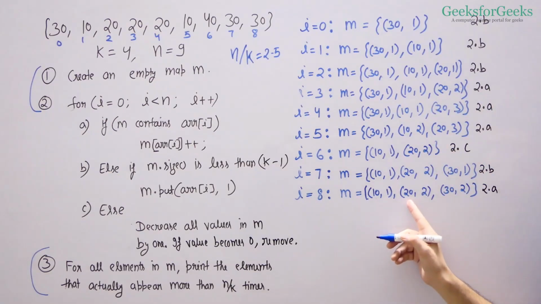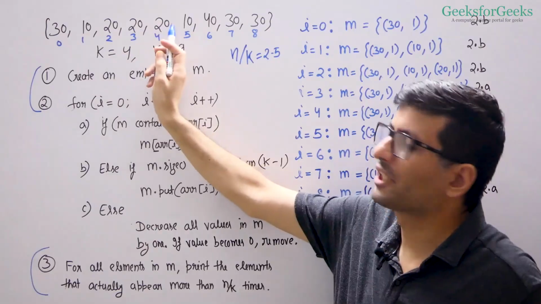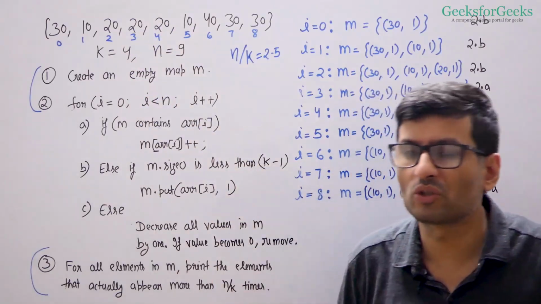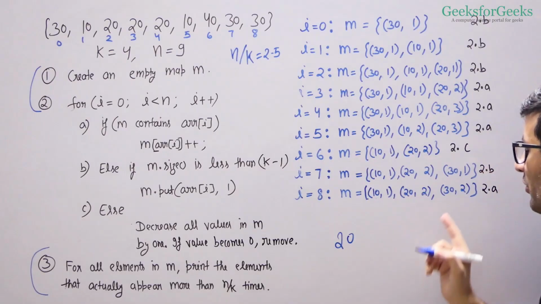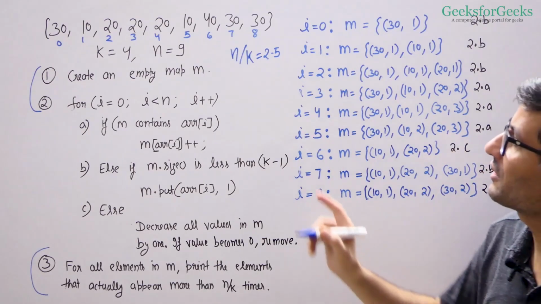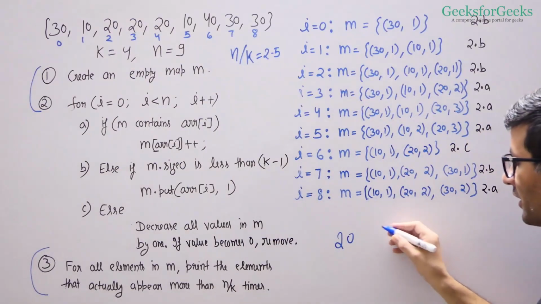Then we are going to come to 20. We count occurrences of 20 in the array. 20 appears 3 times in the array. And this is more than 2.5 times. So we are going to print 20 as output. Then we are going to come to 30. 30 appears 3 times in the array, right? Which is more than 2.5. So we are going to print 30 as well.